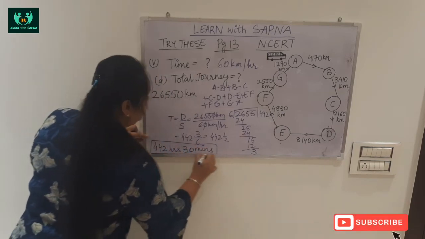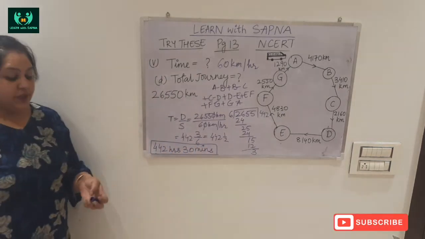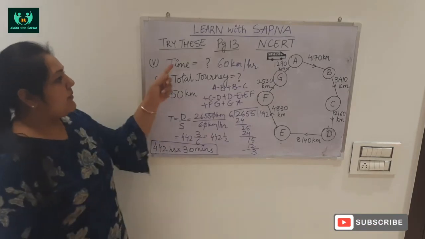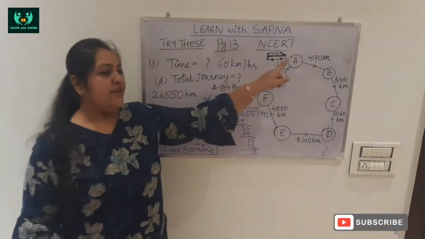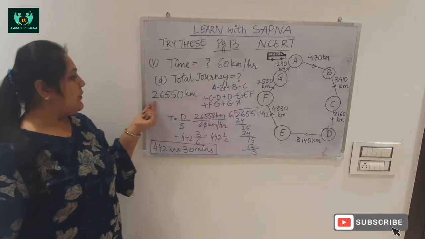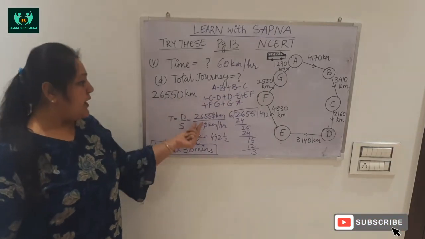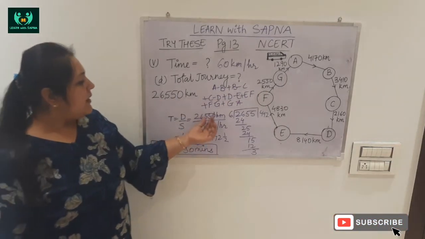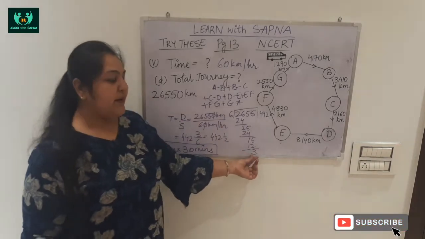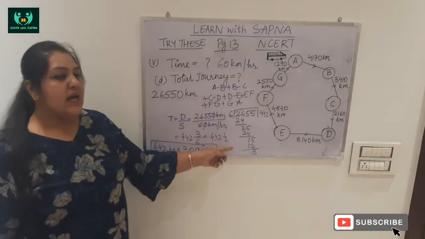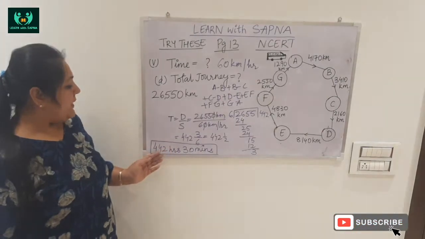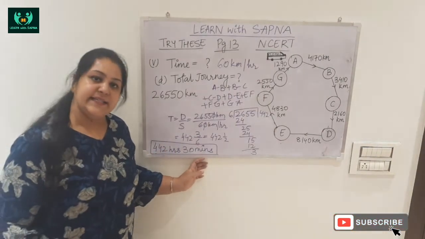This is the time taken for the total journey. What was the total distance, starting with A, ending with A? That was 26,550 divided by 60 km per hour. When we divide by 6, we get a remainder of 3. 3 by 6 becomes half. So 442 hours and 30 minutes.